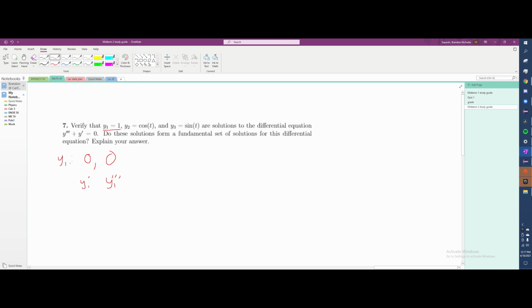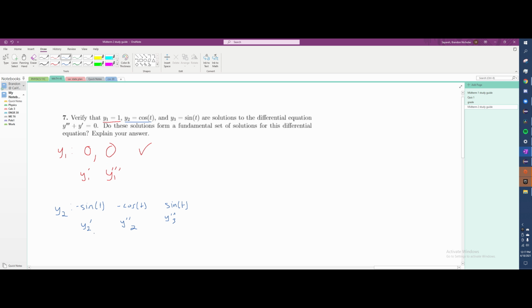Writing out y1, the first derivative is 0, and the third derivative is also 0. And 0 plus 0 is equal to 0, so this is a solution. For y2, the first derivative is negative sine of t, and the third derivative is sine of t. Negative sine of t plus sine of t is equal to 0, so this is also a solution. For y3, the first derivative is cosine of t, and the third derivative is negative cosine of t. Cosine of t minus cosine of t is equal to 0. Therefore, this is also a solution.